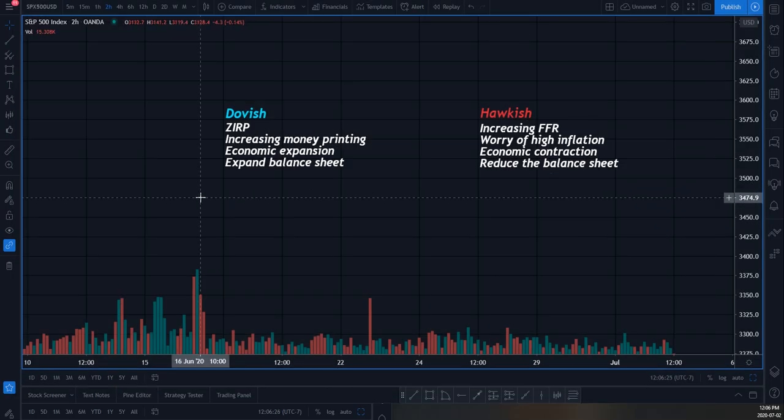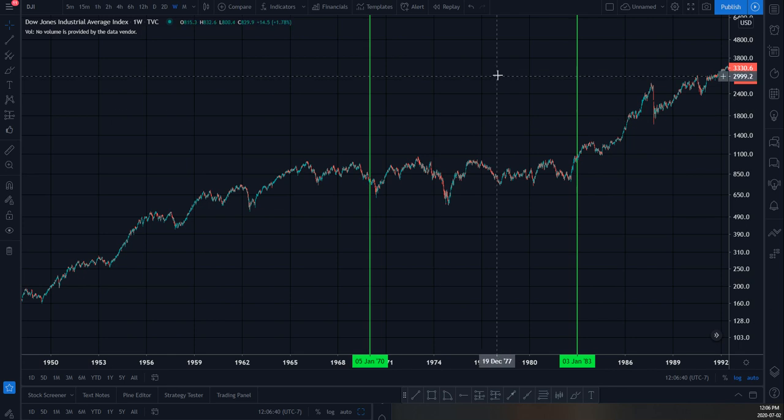So it happened in the past. We went from dovish to hawkish, where we saw increasing FFR, federal funds rate, and then increasing CPI. So let's get our Dow Jones. So this is around the same time as what we just saw, around the 70s to 80s. Because the federal funds rate was increasing, it's harder to get an economic expansion.